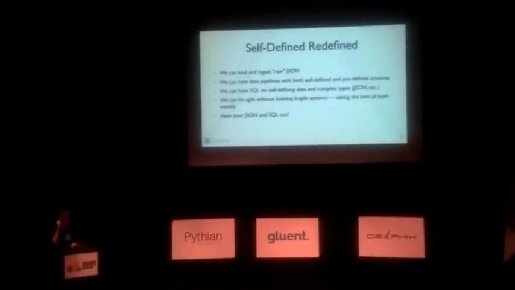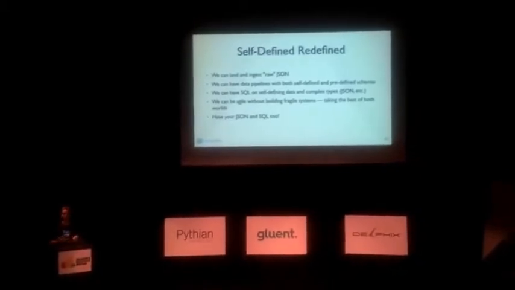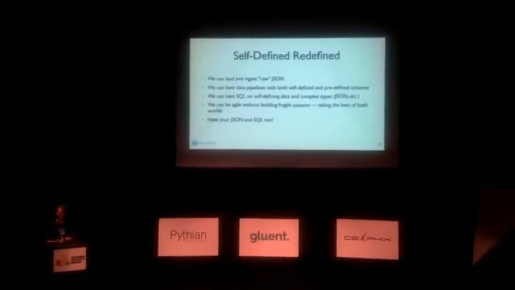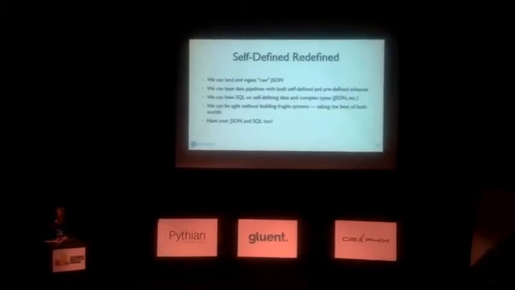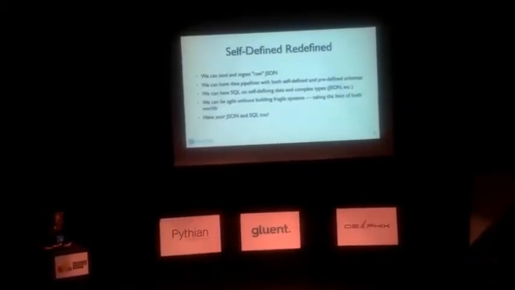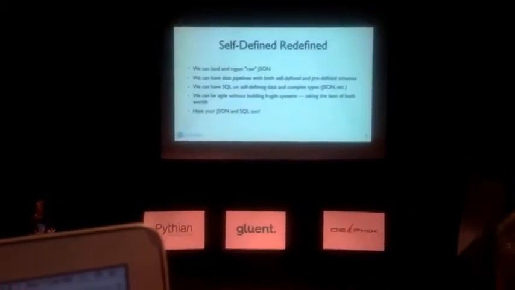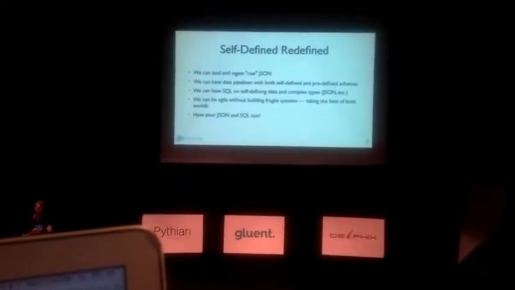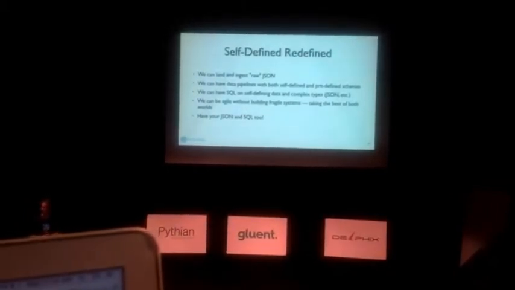That allows us to build our data pipelines to have both self-defining and predefined schemas, so we don't have to choose one or give up one for the other. We can use one when it makes sense and switch to the other when it makes sense, giving us the best flexibility. We can have a system that's purposely built from the ground up to run against self-defining and complex data types without being fragile. We want our system to be agile, but not fragile and brittle and hard to work with. So we're taking the best of both of these worlds. At the end of the day, you can have your JSON and your SQL too.